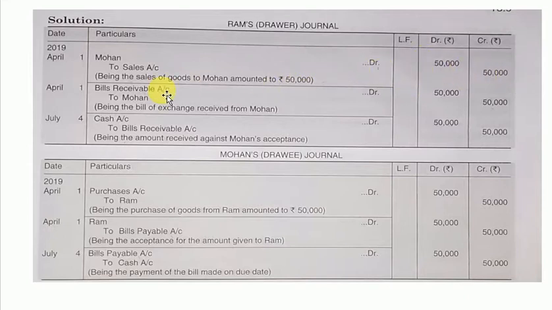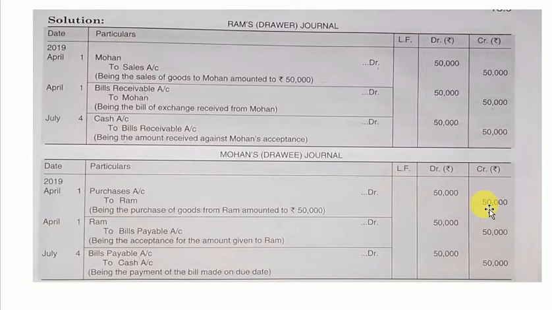Now for the same transaction, you go to Mohan's book and see the entry for purchase. So the purchase entry in the book of Mohan for the same transaction is April 1, 2019, purchases account debit to Ram, being the goods purchased on credit from Ram, and the amount is the same, 50,000, 50,000. So here is one line, one transaction having an entry both in the book of seller and buyer.